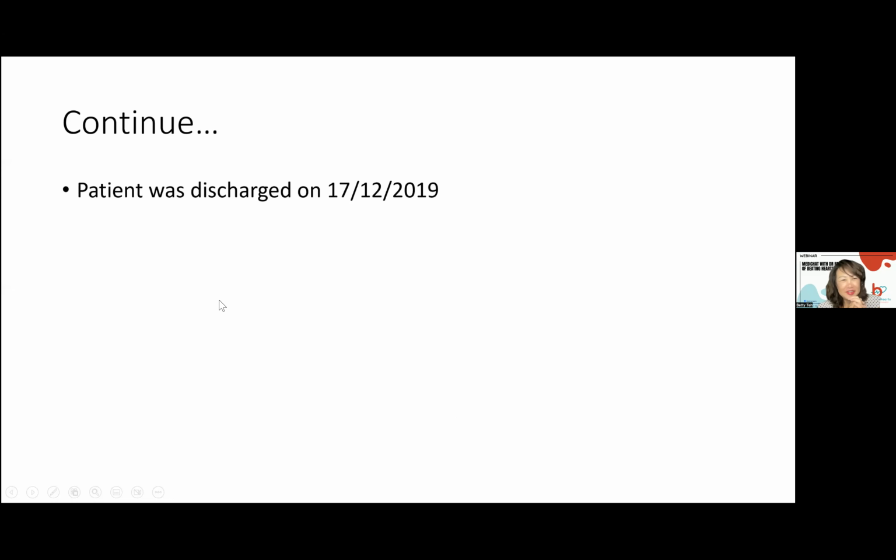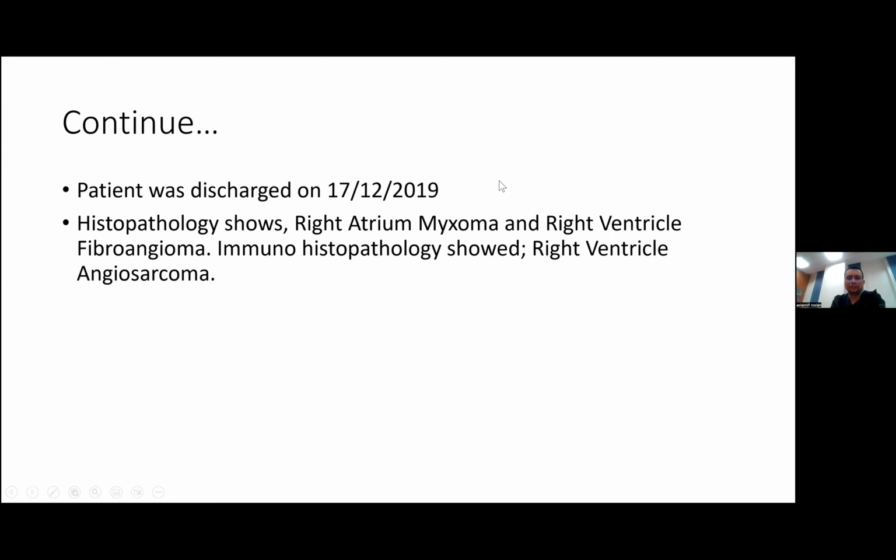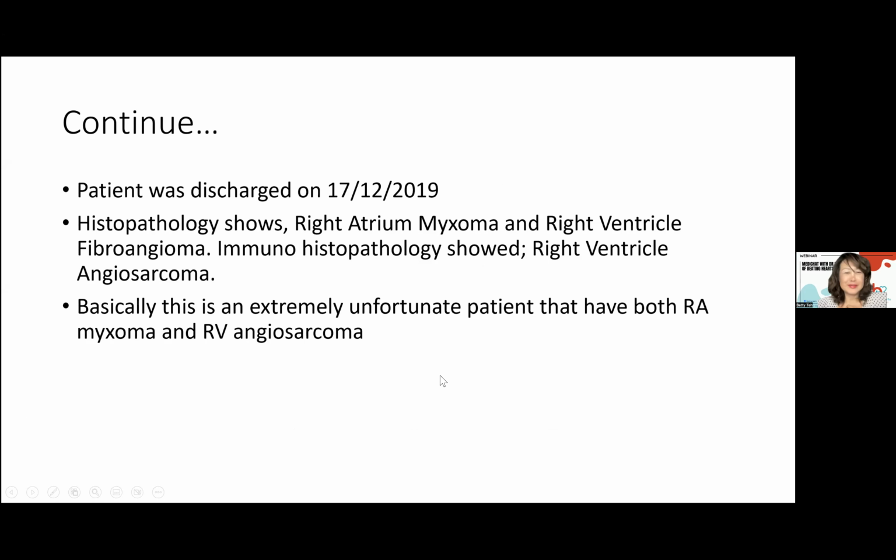So the story continues. The patient was discharged on the 17th of December 2019. But what actually the answer is, when you get the pathology, it is RV angiosarcoma, but the RA is actually myxoma. I think this is the first time that I see a myxoma and angiosarcoma occur at the same time in the same patient on the same chamber of the heart. Wow. So RA myxoma and RV angiosarcoma. This is an extremely unfortunate patient that has both at the same time. Same time, correct.